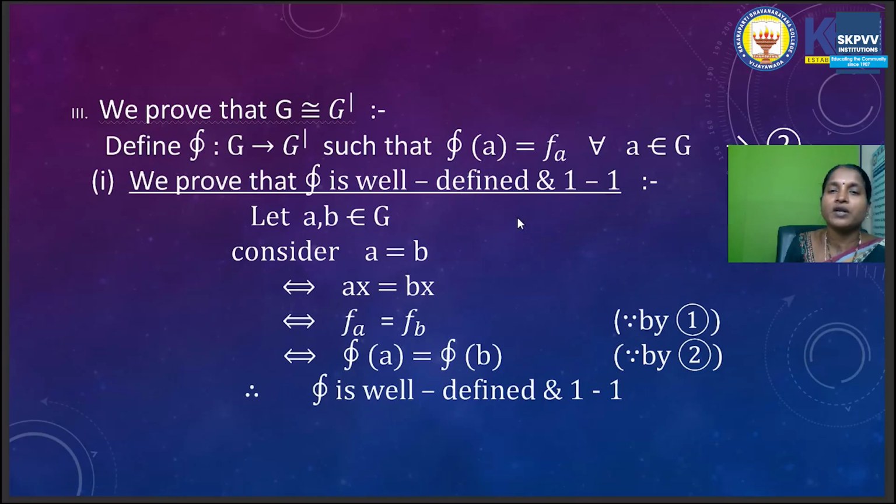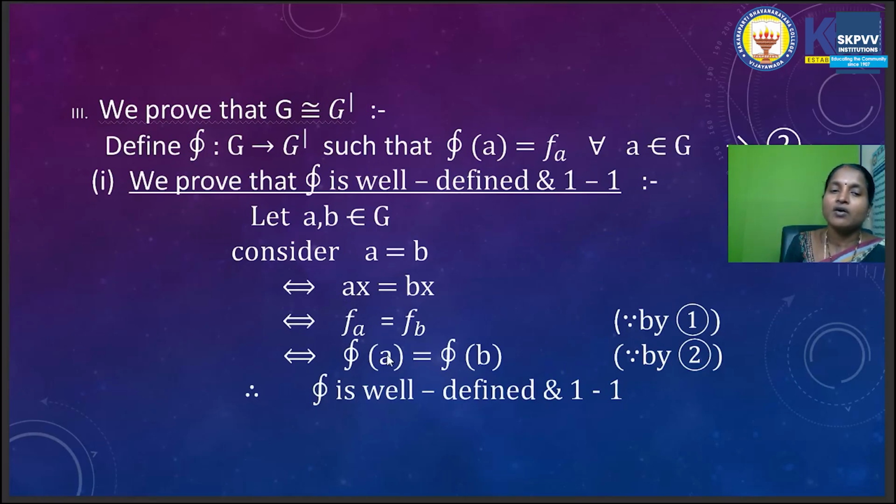From the definition, phi of A is FA. From the definition, FA is FB. In equation 1, starting from the definition, we can consider FA of X is AX and FB of X is BX. Again G is a group, so the right cancellation law holds. Suppose X, we are cancelling both sides, then you are getting A is equal to B.